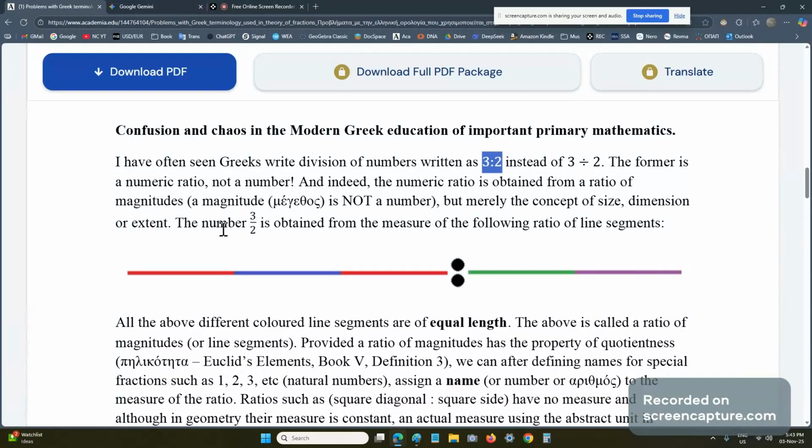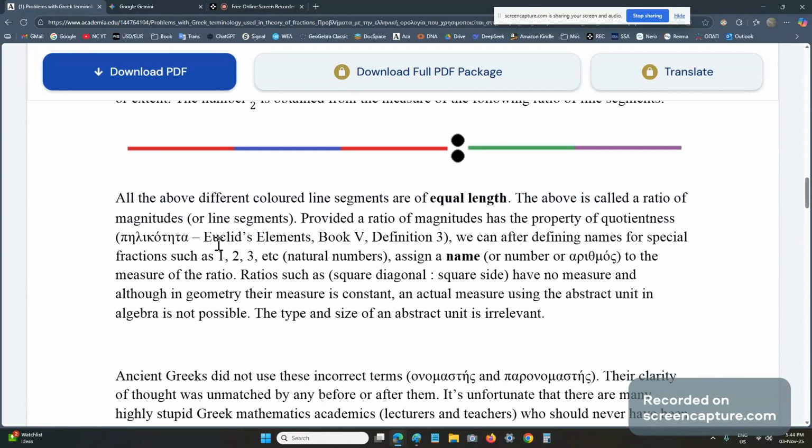The number 3 over 2 is obtained from the measure of the following ratio of line segments. You've got 2 line segments here and 3 line segments here, all equal. This line segment here is what? The measurer, right? What does it measure? It measures the common line segment. 1, 2, 3. And 2 is the measured. And of course you can also think of this whole line segment as measuring this one, because then it would be 1 like that, and a half, it would be 1 and a half, right? So all the above different colored line segments are of equal length.